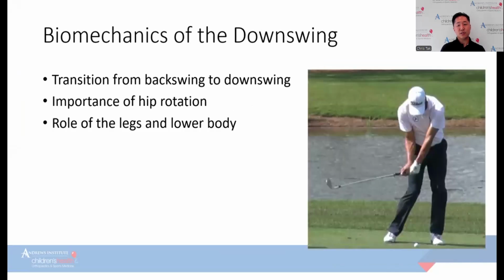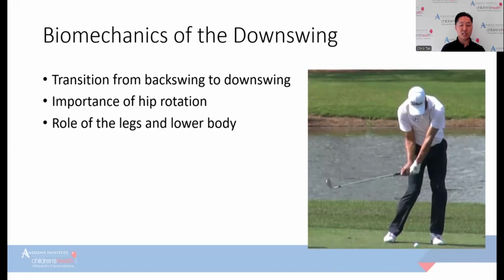Moving on to the downswing. The downswing is a transition from the top of the backswing to the point of impact. It involves a coordinated effort of the lower and upper body. And of course, this is where you can really deliver the power to the ball. So for the transition from the backswing to the downswing, we're looking at a smooth transition initiated by the lower body.